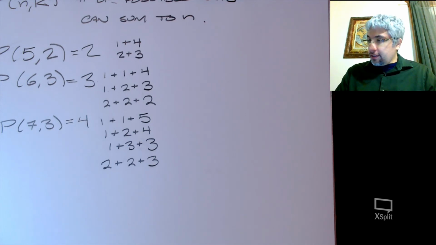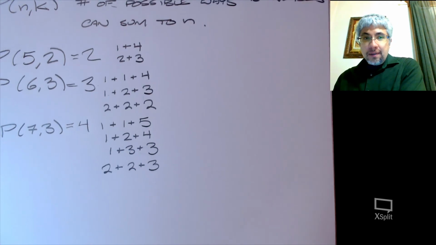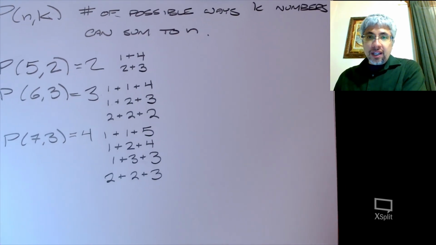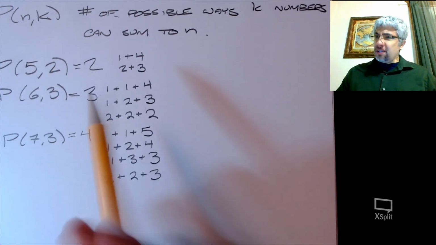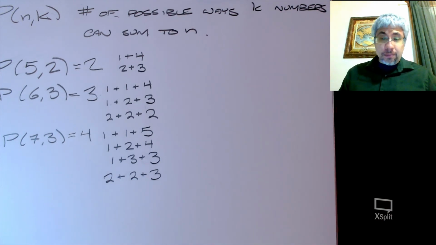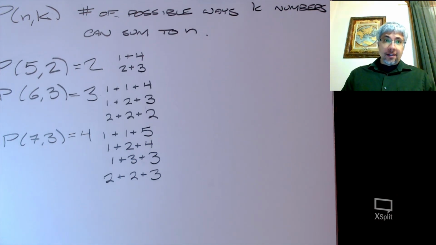Okay. So that is the partition function. One more time, P(n, k) is the number of ways that you can have k numbers, and not ordered numbers, just k numbers, which sum to n. And that is going to come up and be very useful moving forward.